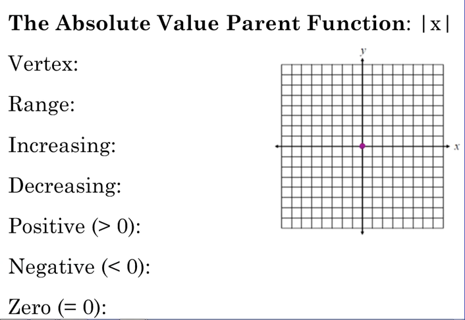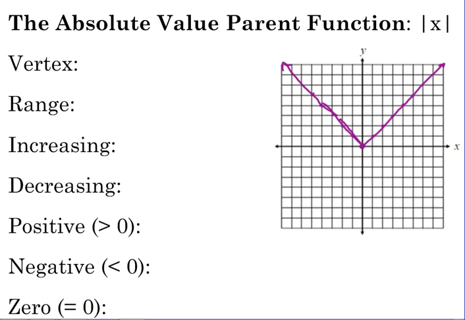So we've got the origin. We can plot some points here. And we see that basic V shape that is very characteristic of the absolute value function. So you need to put that graph on your paper there. Hopefully it looks a little bit better than mine does.